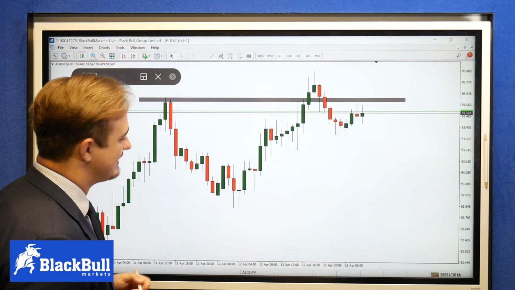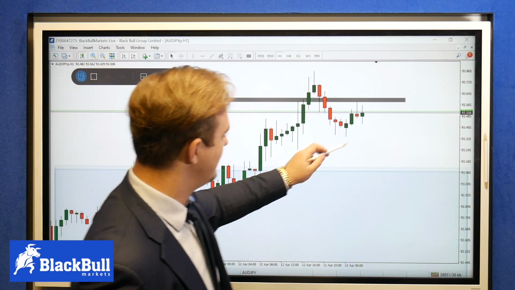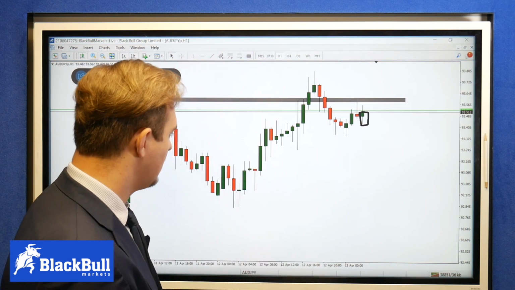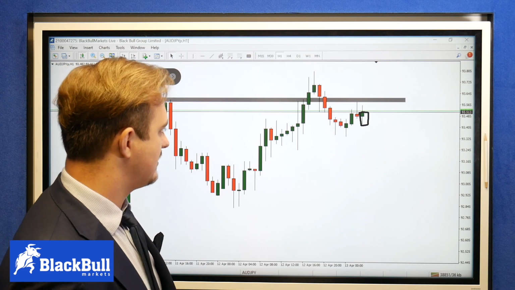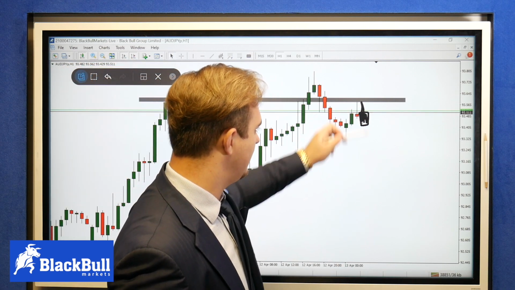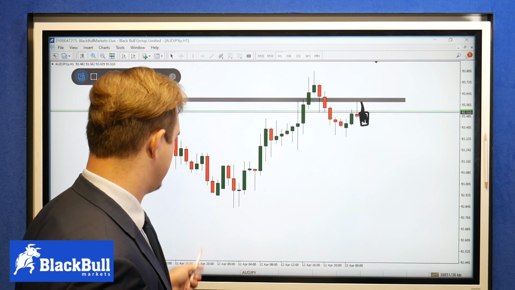So I'm going to look for a very similar sort of structure in the market where I want to see this current candle close at least below here, and then we can start saying, okay, cool, the market's convinced or convicted that it wants to start moving to the downside. We can maybe start looking at taking positions down.